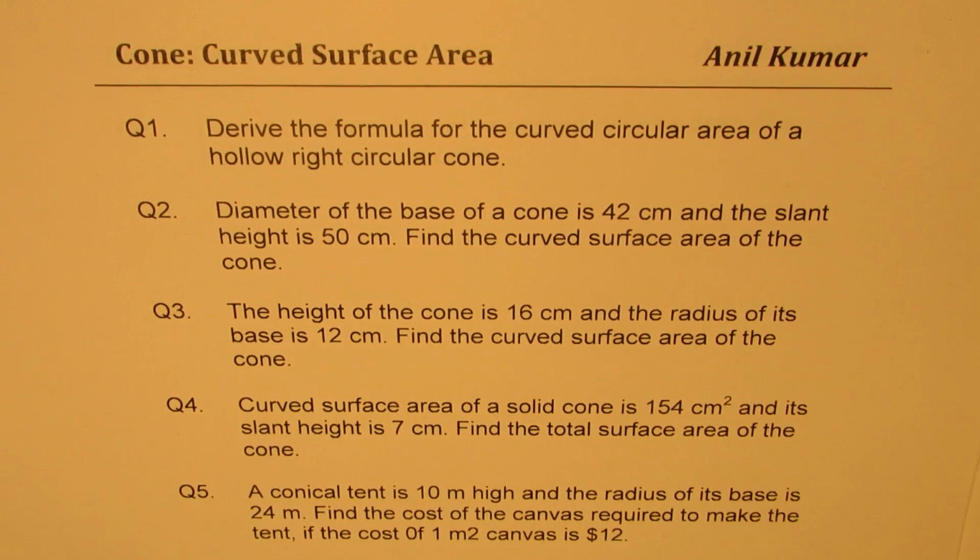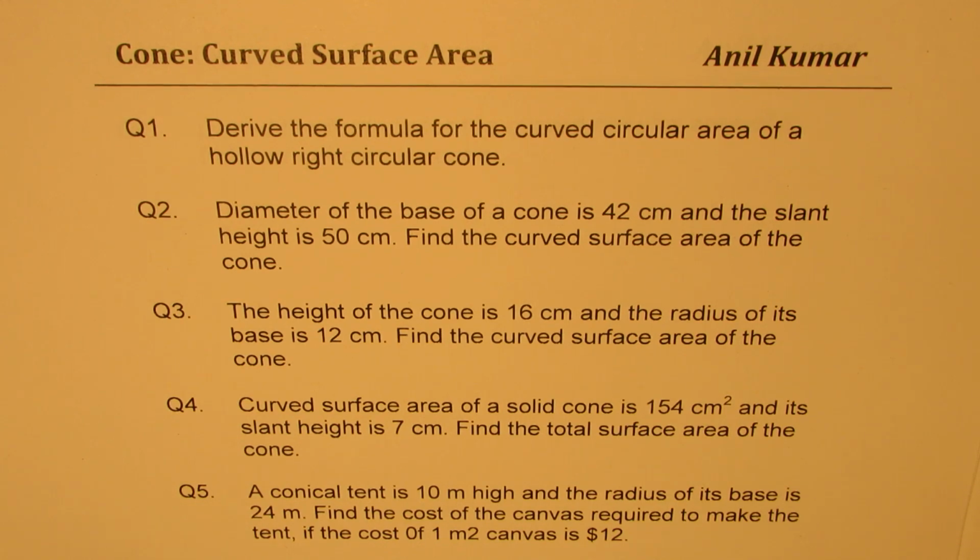Question number 1 here is, derive the formula for the curved surface area of a hollow right circular cone. Question number 2. Diameter of the base of a cone is 42 centimeters and the slant height is 50 centimeters. Find the curved surface area of the cone.